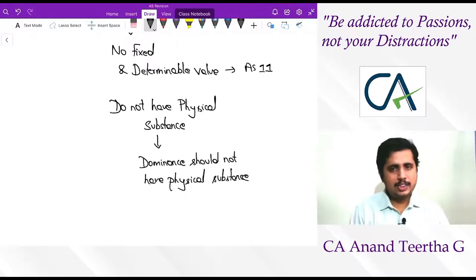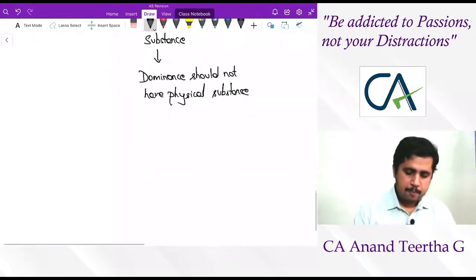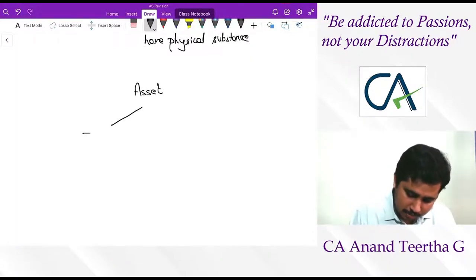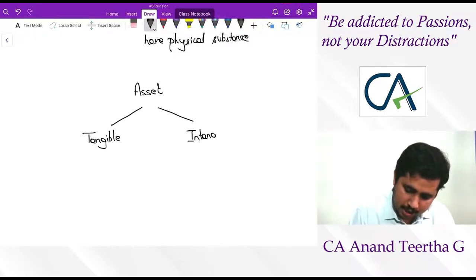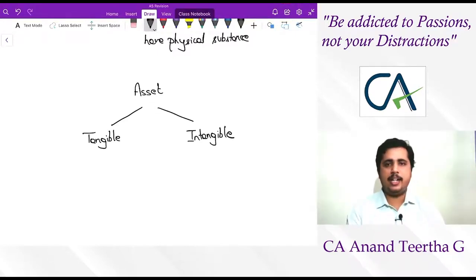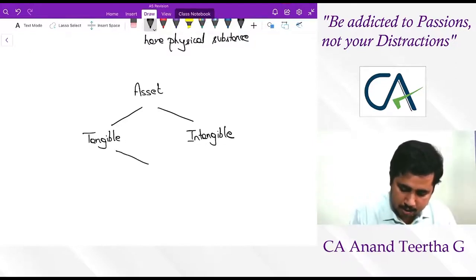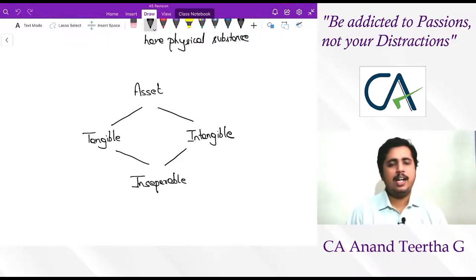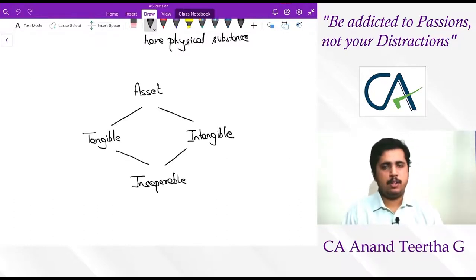Okay. Now, for this, I will just add one more thing. Suppose there is an asset which contains both tangible and intangible elements which are inseparable. Then what should I do? I'll give you an example. Assume that there is a lift.